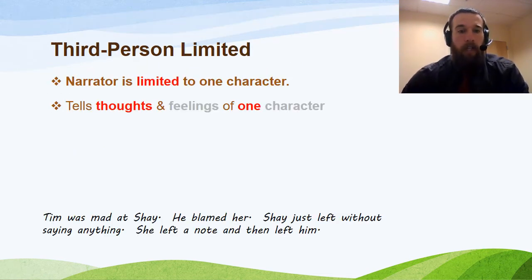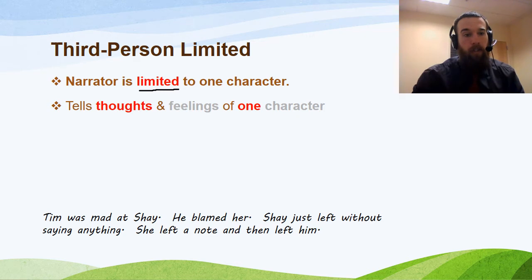So the first one we'll look at is third person limited, and that's when the narrator is limited to one character. So it's similar to first person in that we're only seeing one character, but this person's not actually in the story. Third person limited is where it tells the thoughts and the feelings of just one character. So I'll read the example at the bottom, and then when I go to the next slide, look at the difference between the same characters in third person limited versus third person omniscient.